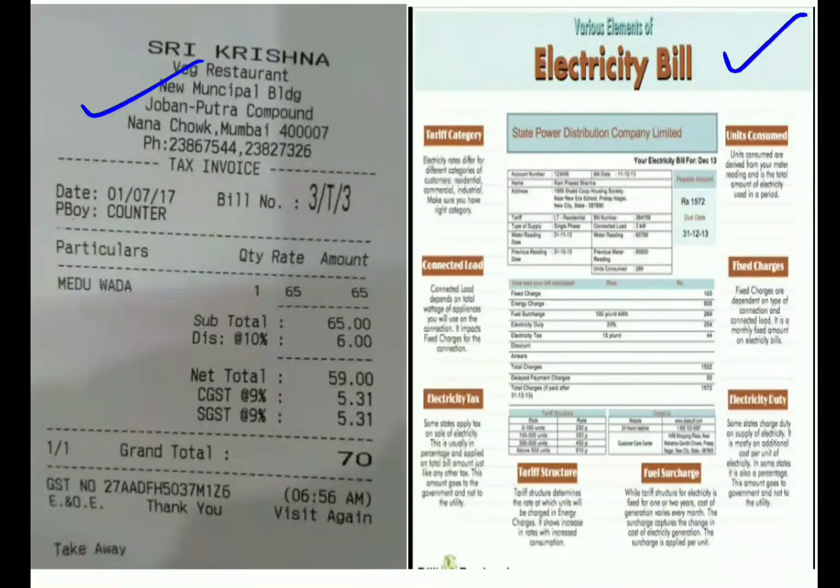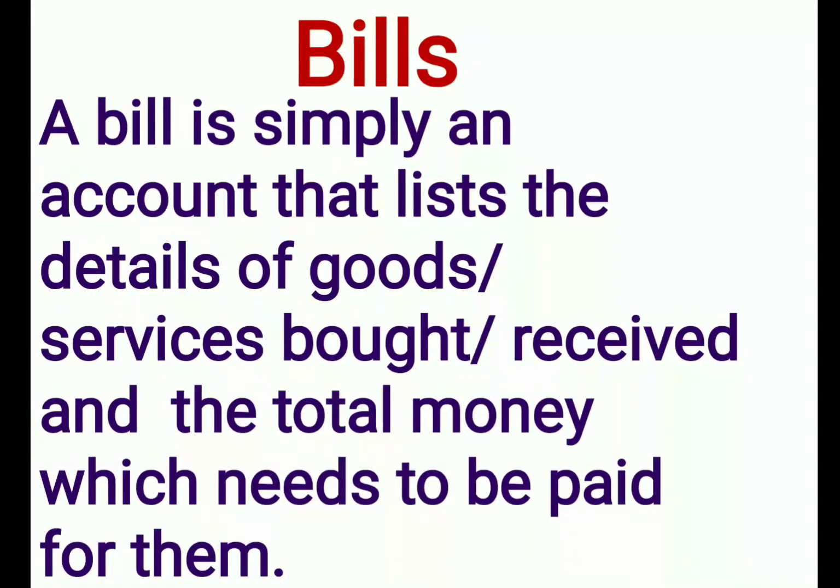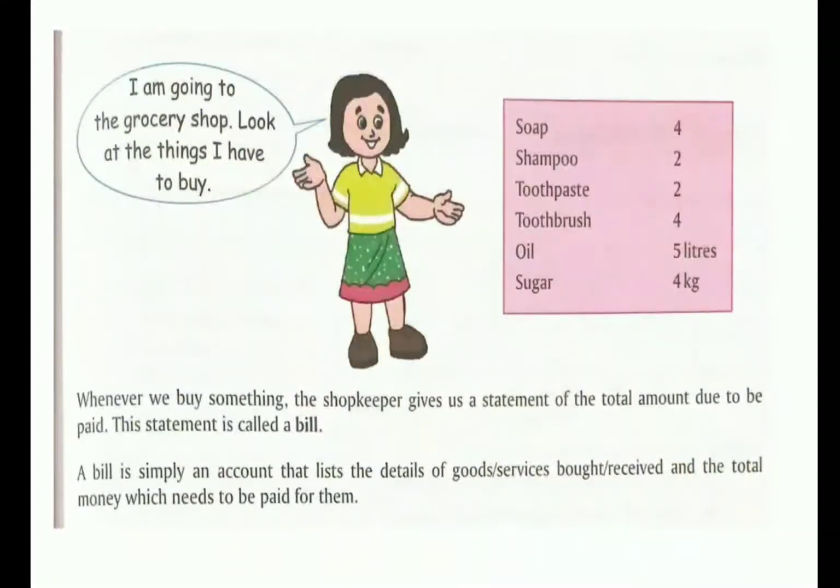Clear? So what are bills then? How can we define bills? Bills are basically what? It is simply an account that lists the details of the goods and services which you have received and bought, and how much money you paid for it. That is called a bill. Clear? This definition is already given in your book on the first page, that a bill is simply an account. You have to underline it in the book. A bill is simply an account that lists the details of goods and services bought and received, and the total money which you need to pay for them.